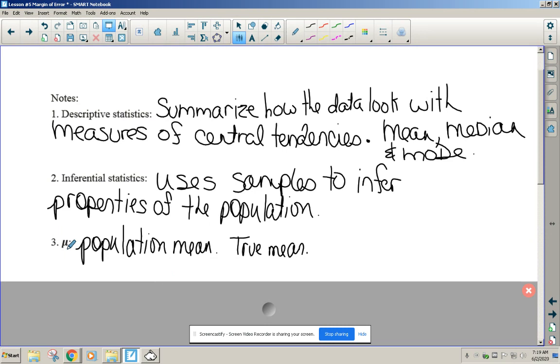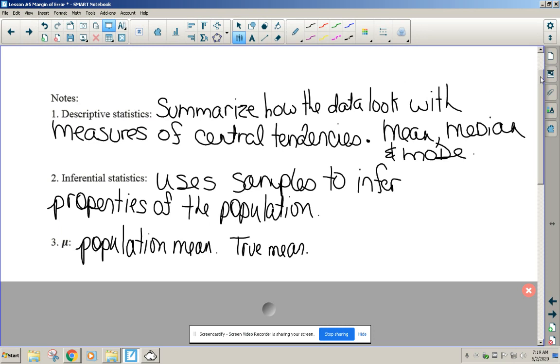Now this U I mentioned with the calculator with the normal CDF. This is the population mean. It's called mu. And it means it is the average from the entire population. It is the true mean. It's the true average.